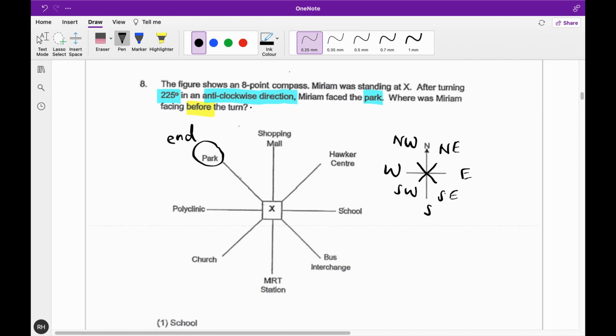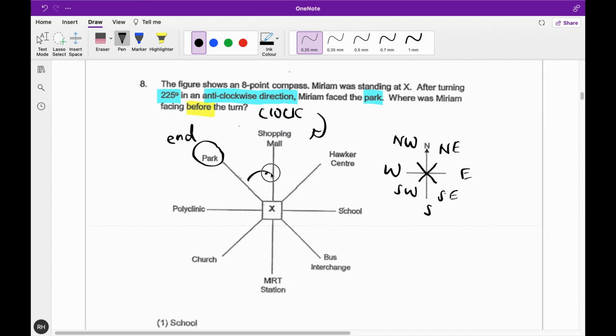So if this person turned anti-clockwise by a certain degree, you need to do the opposite. So the opposite will be clockwise. So clockwise means it's in this direction. Okay, we must calculate in this direction, following the direction of the clock, by 225.